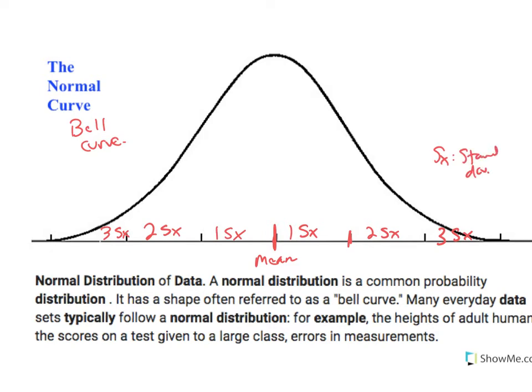So when we get to some problems here in a little bit, it might give you what the mean is. It might give you what the standard deviation is. So once we know that, we can label out our tick marks. But what's really interesting about these normal bell curves is smack dab in the middle is the mean, and there's a certain set of percentages that follow what's called the normal distribution here.